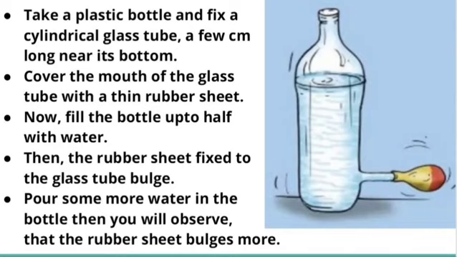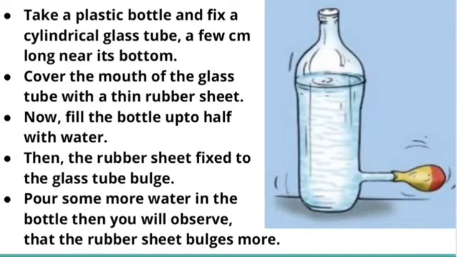Now cover the mouth of the glass tube with a thin rubber sheet as shown in this picture. And now fill the bottle up to half with water. Then you will observe that the rubber sheet fixed to the glass tube bulges.